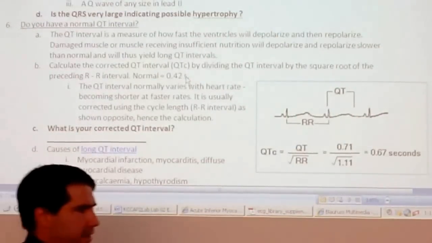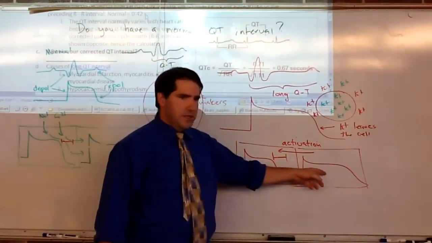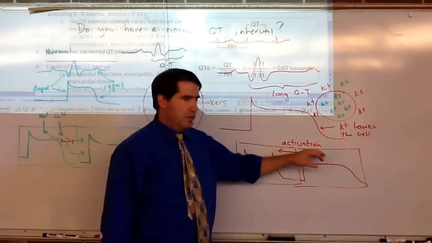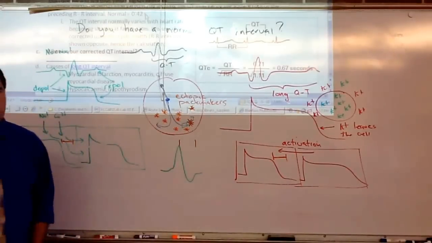Again, the reason you're worried about too long of a QT is that too long of a QT can lead to one cell backwards activating its neighbor after its neighboring cell has come out of refractory.